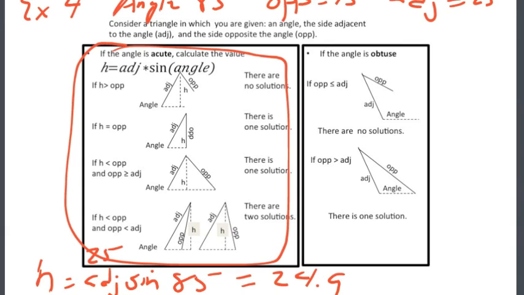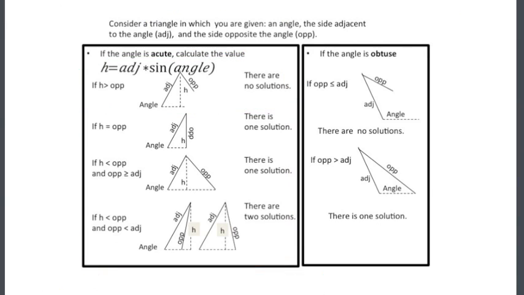And now we can start comparing. Is h greater than opposite? Well, 24.9 is bigger than 15. So that says there are no solutions. And you can stop at that point. You really don't have to do anything else with that problem once you find out that h is bigger than opposite. So we're finished.